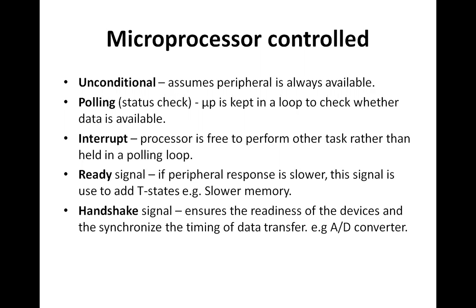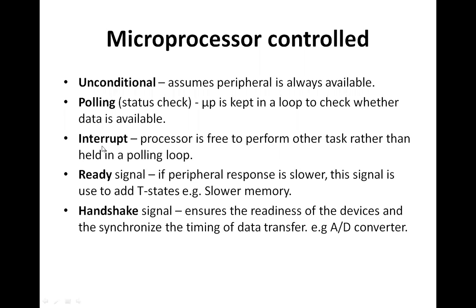If you take an example, if the processor wants to read the data from the input keyboard, from the single board microcomputer, the processor keeps on checking whether the key has been pressed or not. So this kind of check is known as status check, or this is called polling. So keyboard is an example of polling.